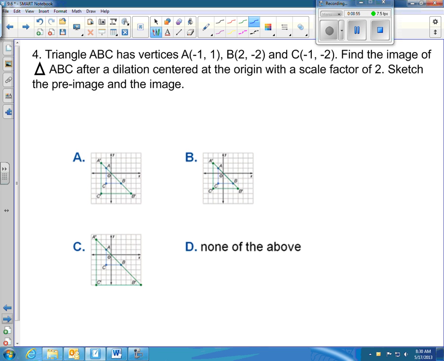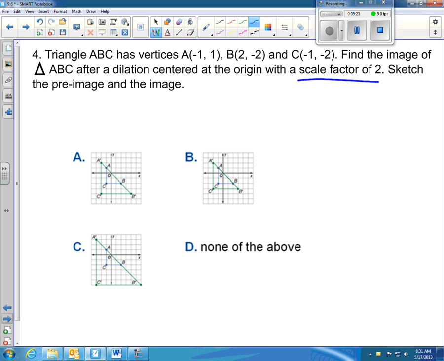Triangle ABC has vertices at (-1, 1), (2, -2), and (-1, -2). Find the image of triangle ABC after a dilation centered at the origin with a scale factor of 2. Sketch the pre-image and the image. And they actually are giving us options here. And so if you look, our blue one is our original, and our green one is our scaled, our dilated one. Has a scale factor of 2.